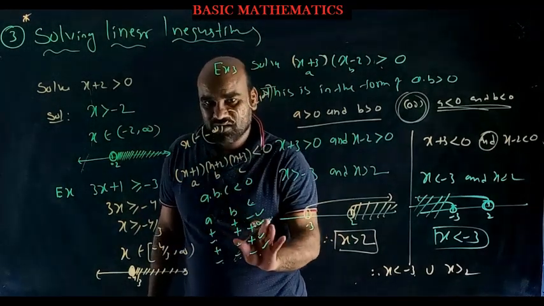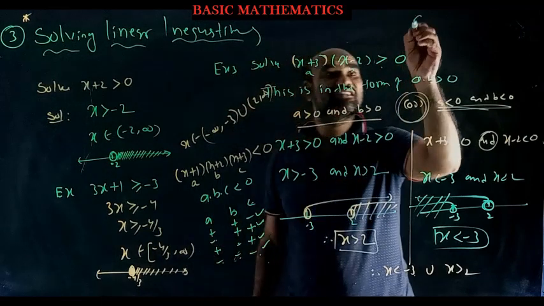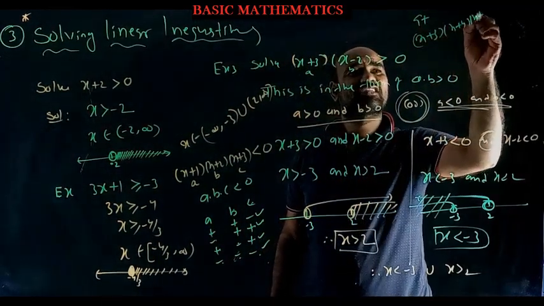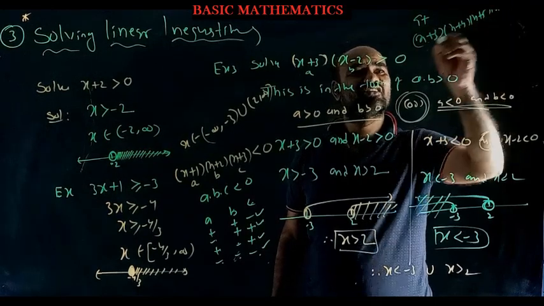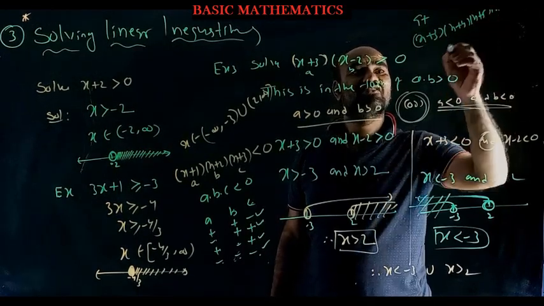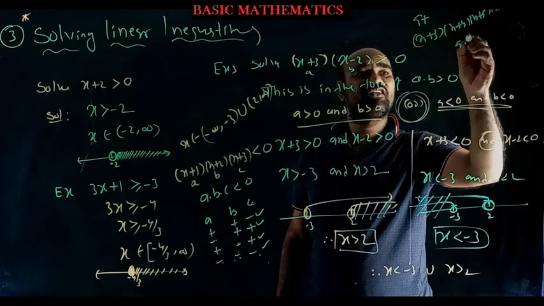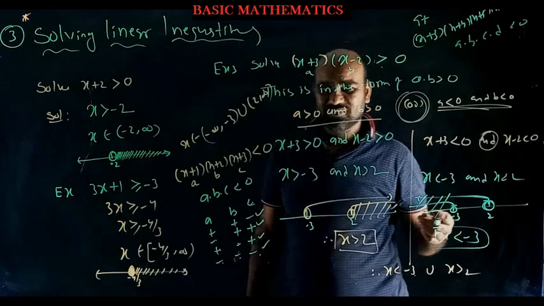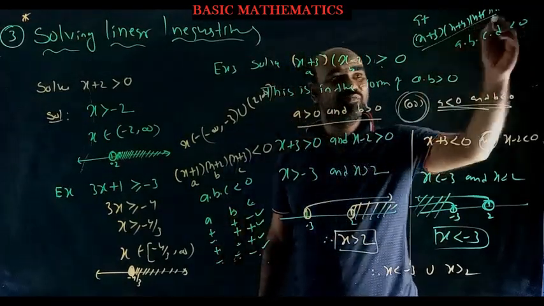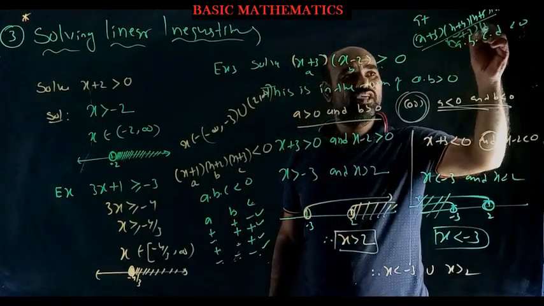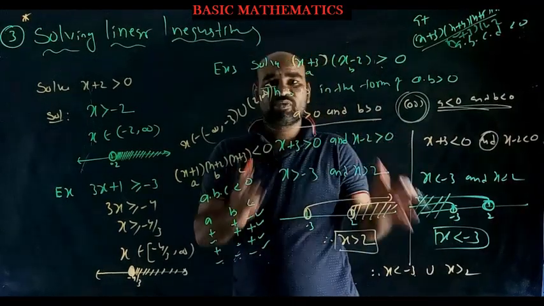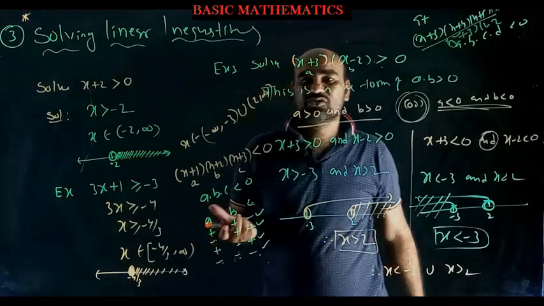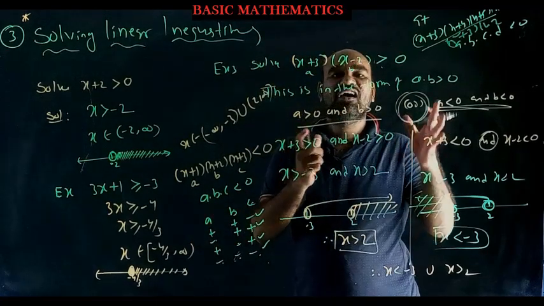But the problem may be given like this: x plus 3 into x plus 4 into x plus 5 into x minus 6 less than 0. Now there are 4 terms, A into B into C into D should be less than 0, and we get several cases. Some problems may also have x square plus 3 into x minus 2 given. So this method becomes difficult. So we need to search for an alternate method to solve such linear inequalities.